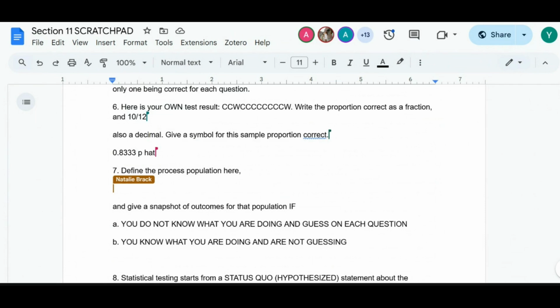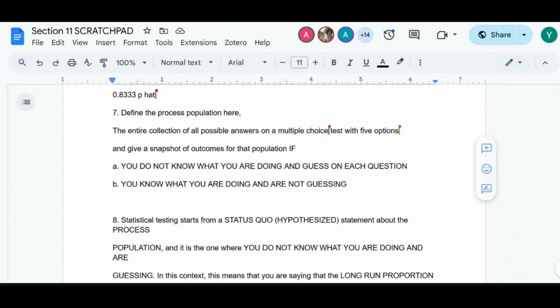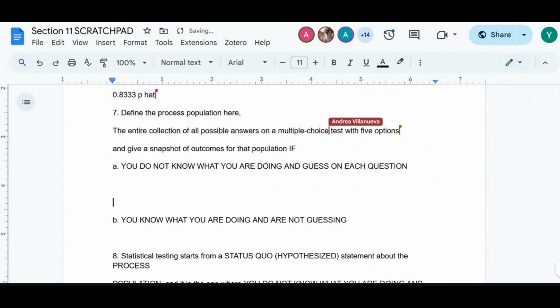That's good. Now, define the population. Isn't this kind of the same thing again and again? Just copy paste. The entire set of all possible answers. But it's not a true false test. It's now a multiple choice test, and you have to be more careful with how many options per question. The entire population is all possible answers on a multiple choice test with 5 options, something like that. Good. Okay. If you do not know what you're doing and you guess, this one I'm interested to see.